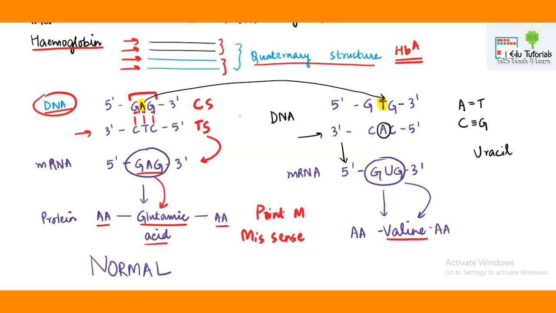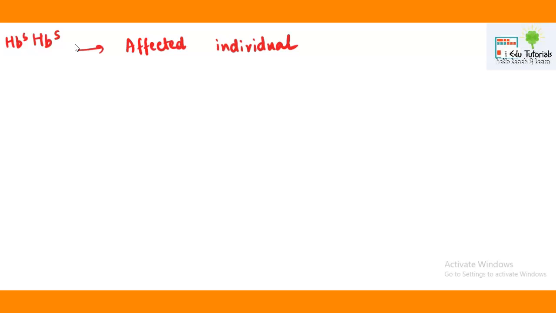Now what will this valine do? It will change the forces in the RBC, because of which the biconcave shape will be changed into the spindle shape. This is the molecular biology of sickle cell anemia. So if a person is affected by sickle cell anemia, his or her genotype will be written like this. That individual will be carrying 2 recessive alleles, and only then he or she will be affected, because sickle cell anemia is an example of autosomal recessive disorder.